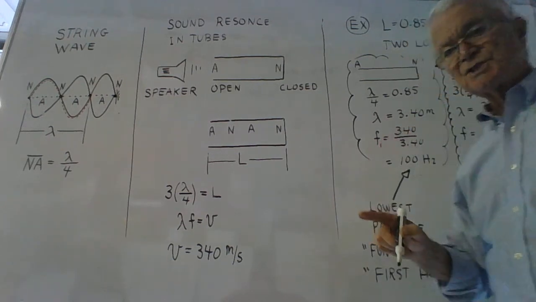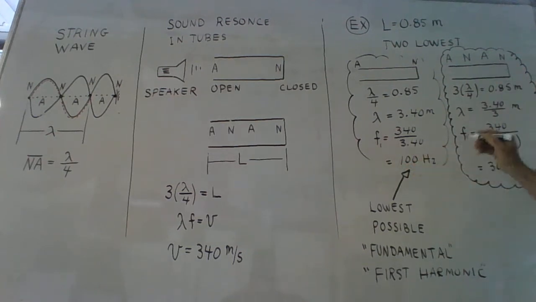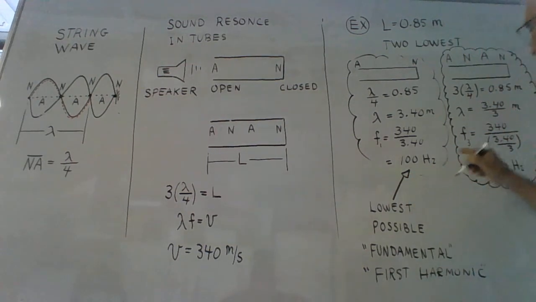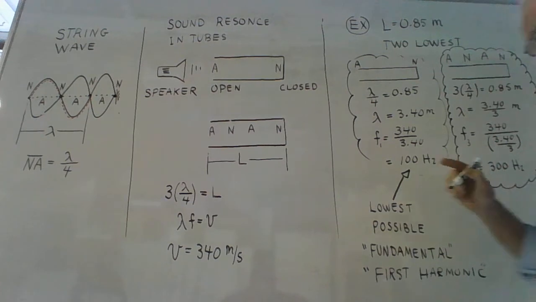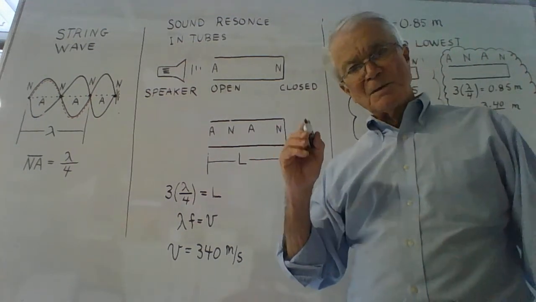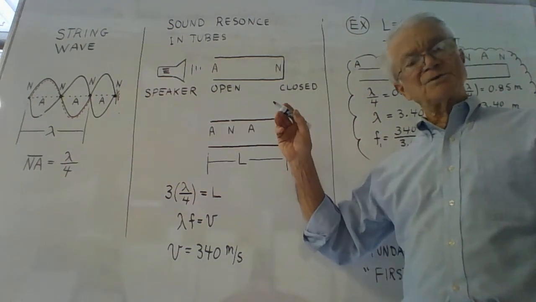The fundamental frequency is F1, 100 hertz. The next frequency, let us label it F3. Why 3 and not 2 for the second frequency? Well, 3 reminds us that this frequency is 3 times the fundamental frequency. If you were to do the next one, you'd find F5 is 500, F7 is 700, F9, 900 hertz.